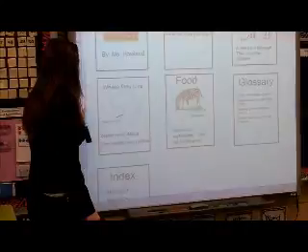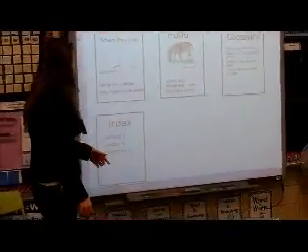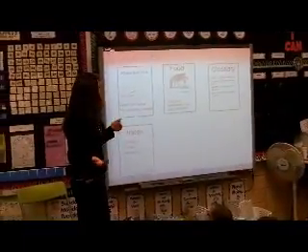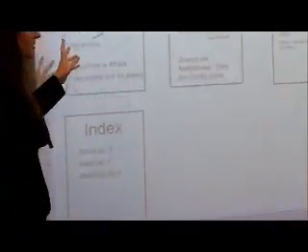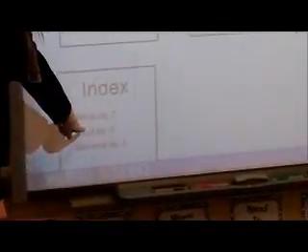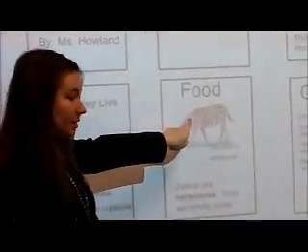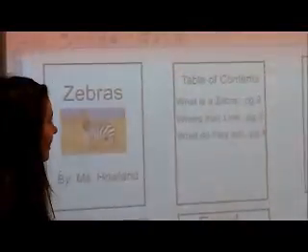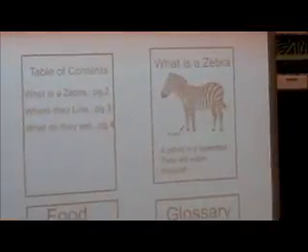And then the very last page is going to be your index. And that's just going to be able to help you find which page you have different topics on. So for mine, I put Africa on page 3 because I talked about they lived in Africa on page 3. I put food on page 4 because they talked about food on page 4. And I put mammal on page 2 because I talked about how a zebra is a mammal on page 2.